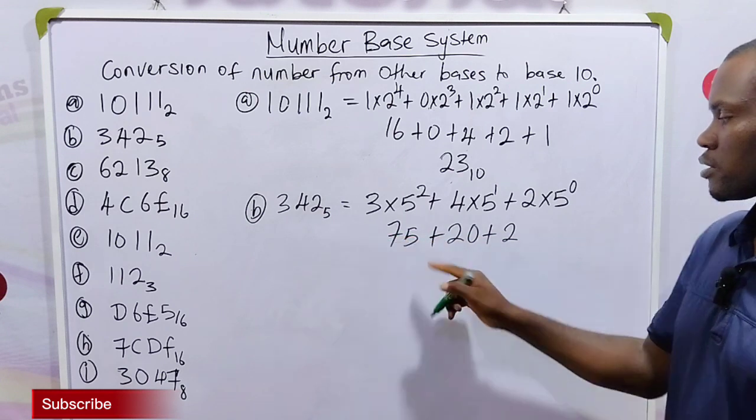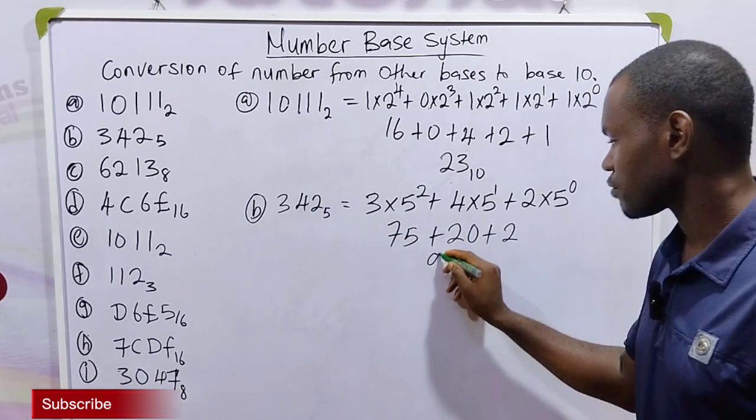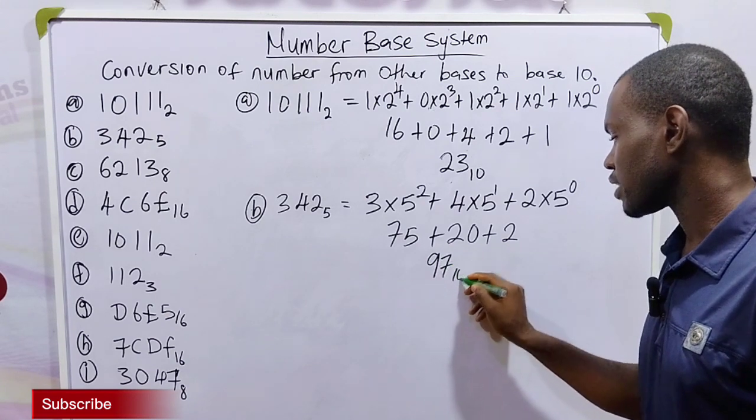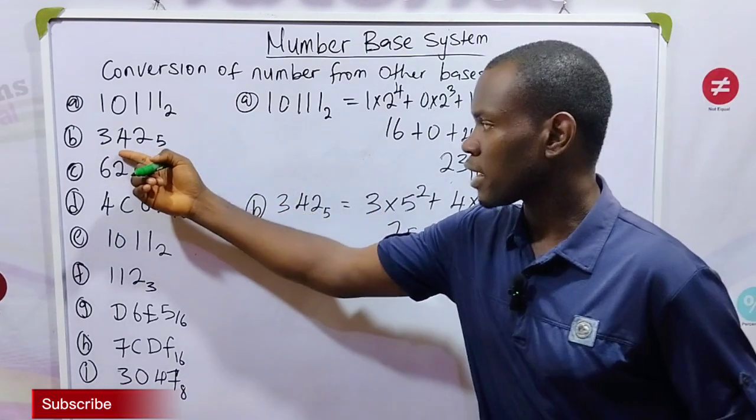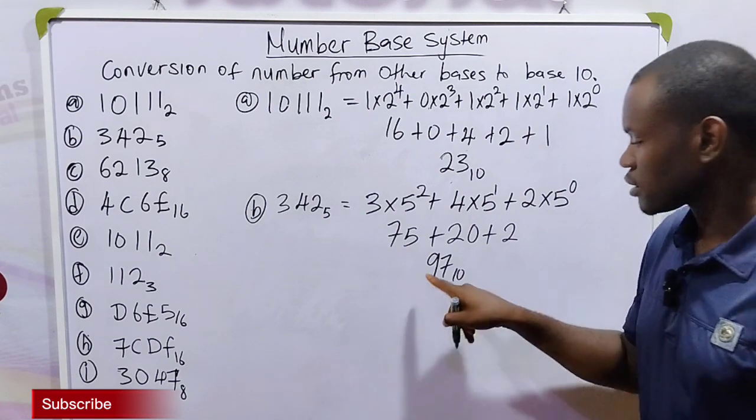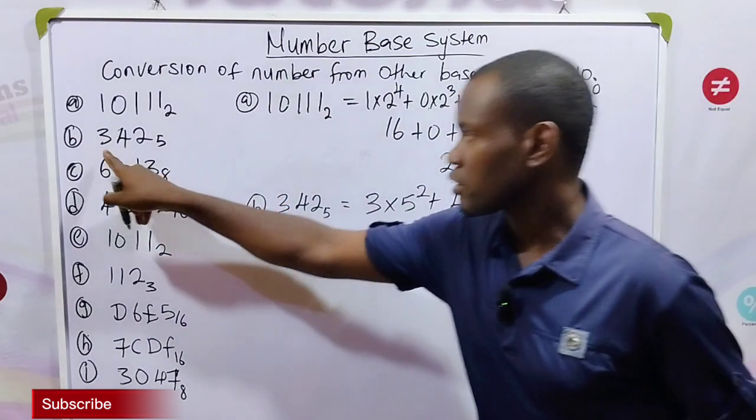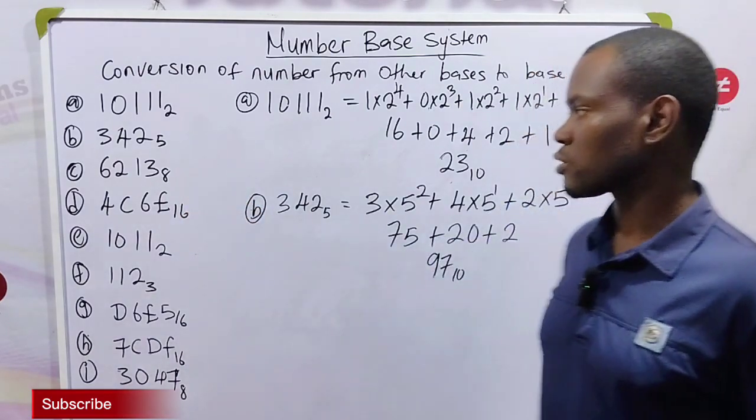So let us add. If you add there, you have 95 plus this, that is 97. We have 97, and that has become a base 10 number. So this number now is equivalent to 97, but 97 is a base 10 number. 342 is a base 5 number. They are equivalent. Let's solve the third one.